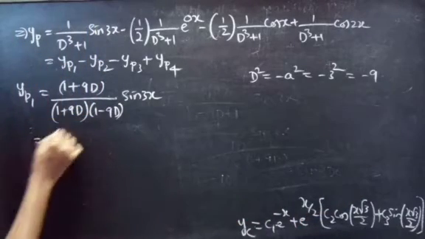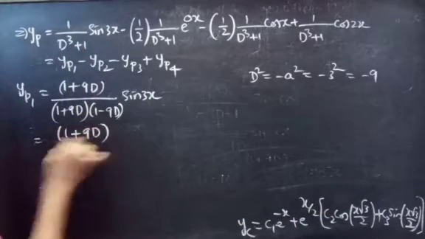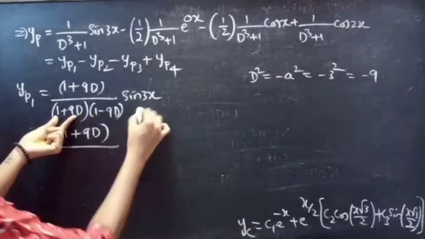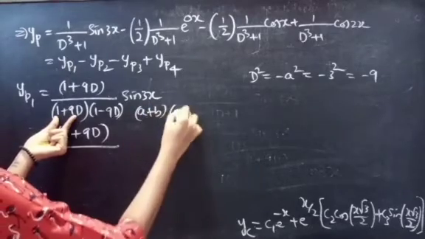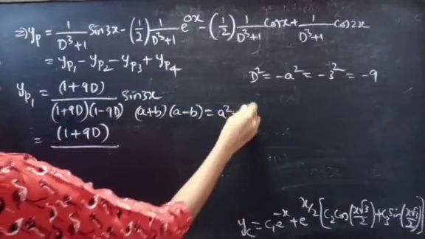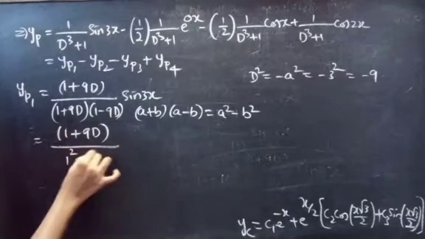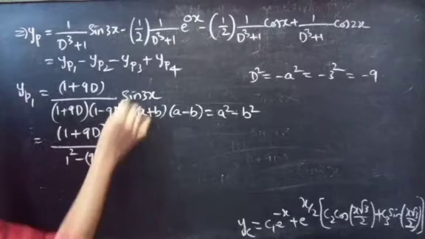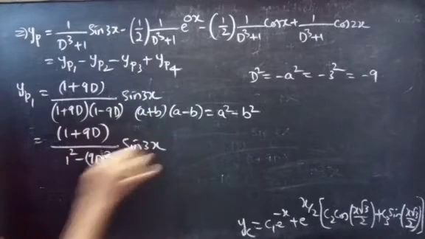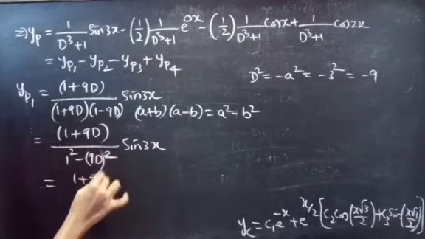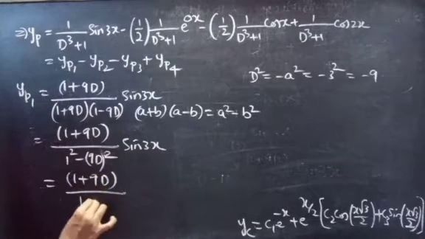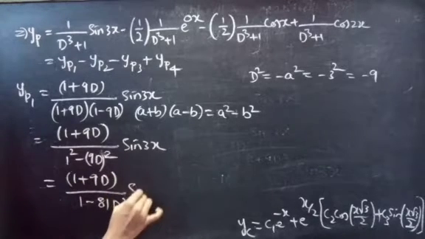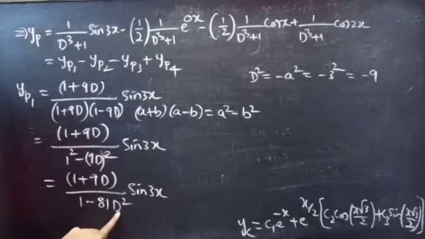This becomes 1 plus 9D by, in the denominator we have (1 plus 9D) into (1 minus 9D), which is of (a plus b) into (a minus b) form, right? You can write it as a square minus b square, 1 square minus (9D) whole square, into sine 3x. We'll get (1 plus 9D) by 1 square is 1, minus 9 square, 81 into D square, into sine 3x. See, again D square appears in the denominator.